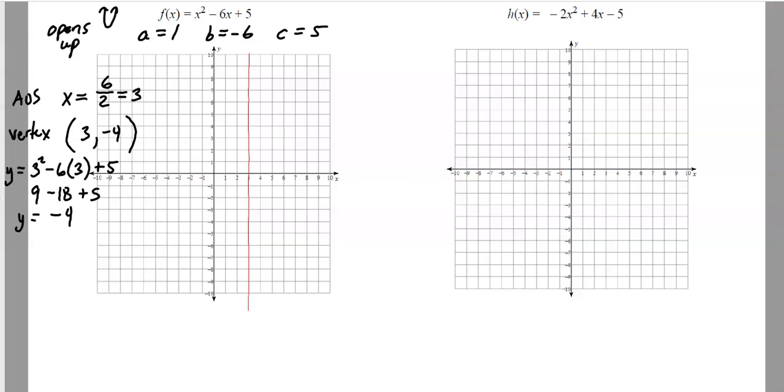So now we have a vertex chilling at -4, right there. I know it opens up, so that's going to be a minimum value. So we do have a minimum at y equals -4. And just remember that this minimum value should be the y, and the axis of symmetry should be the x. So that kind of tips you off if you're doing it right.